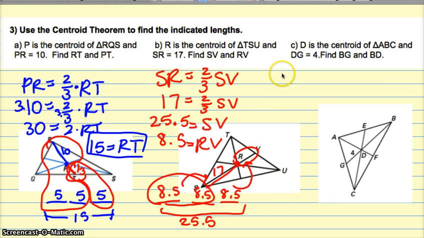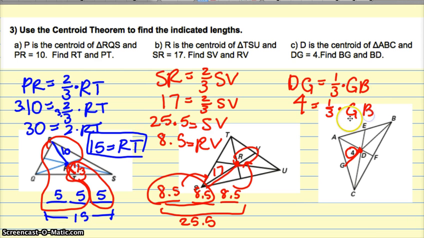All right, letter C. It tells us that D is the midpoint, and we know that BG is 4. Well, here in this case, BG is the shorter of the lengths. So DG is really going to be 1/3 the length of the entire median. Well, I know that it's 4. So what must the whole thing have been so that 1/3 of it was 4? Well, it must have been 12.